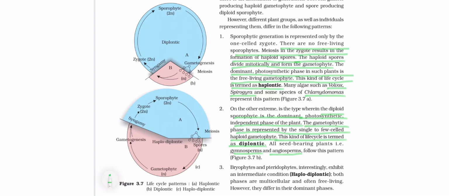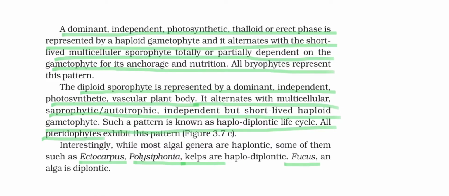So here also blue color and pink color are divided like this. Last is the haplodiplontic life cycle, mostly in bryophytes and pteridophytes. They exhibit an intermediate condition, as the name indicates, haplo and diplontic. So the haplontic and diplontic words are both included here. It is an intermediate type of life cycle, showing a multicellular and often free living condition, however they differ in their dominant phase. It varies from species to species.